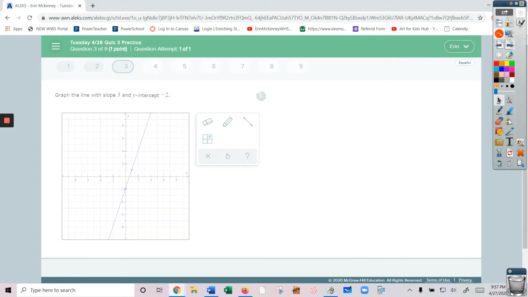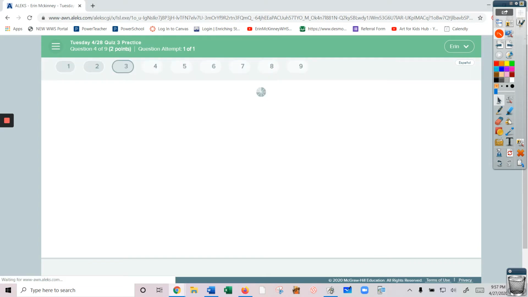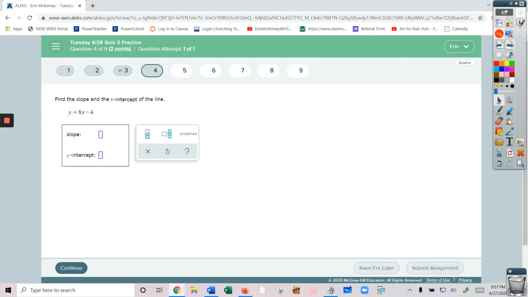Okay, number 4. Number 4 is asking us just to find the slope and the y-intercept. So remember, this is y equals mx plus b form. So the number in front of the x is our slope. So that's going to be 8. And the number by itself or without the x is going to be the b. Remember, that sign counts. So our y-intercept would be negative 4.